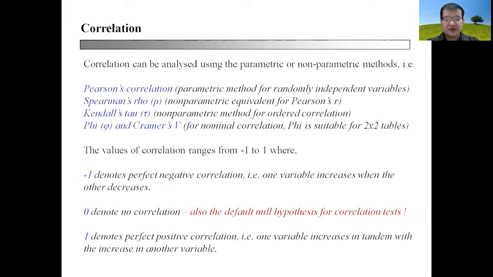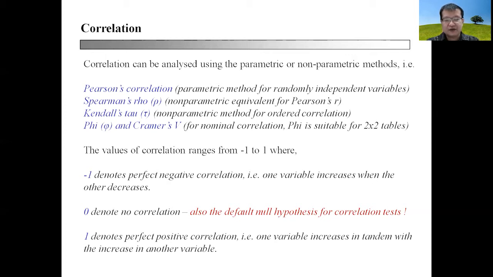So the key difference between Spearman and Kendall is that Spearman's can accommodate random distribution of parameters, whereas Kendall allows for ordered correlation. And phi and Cramer's V basically just allow for us to assign any fixed order based on the name of the parameters itself, hence the name nominal correlation.